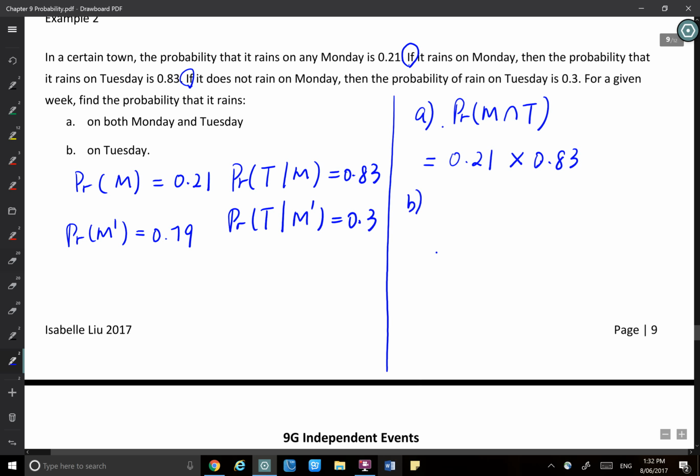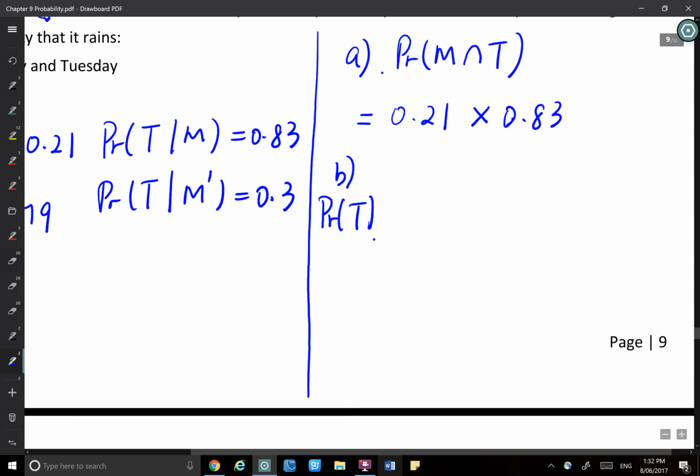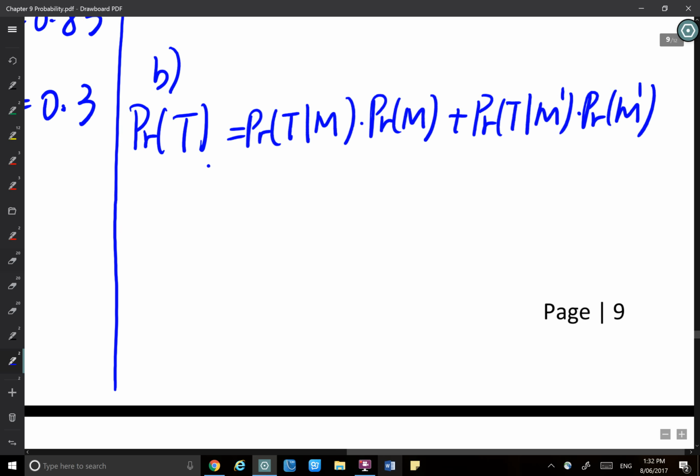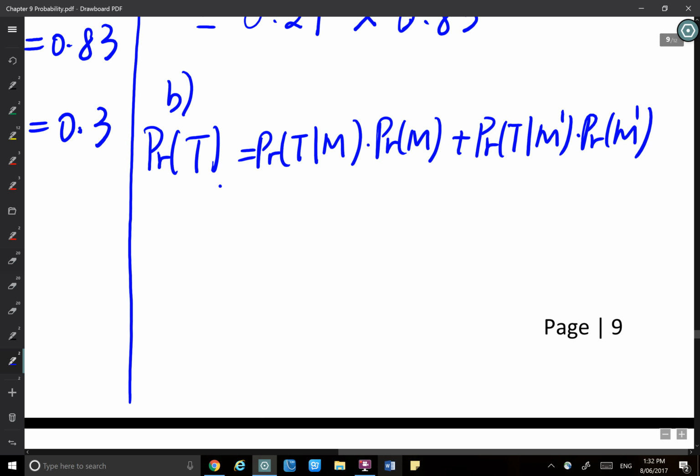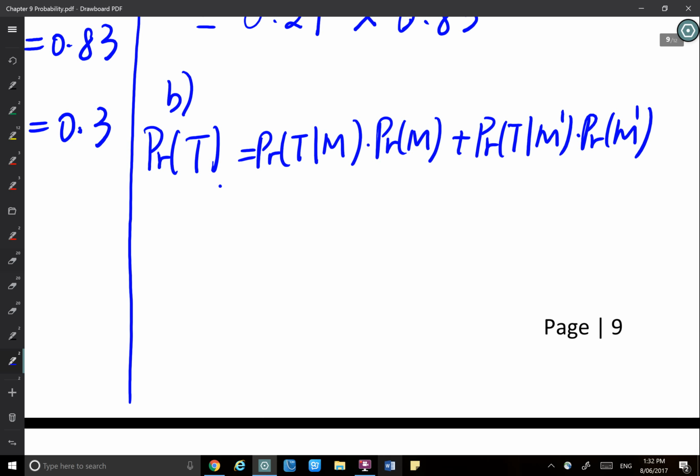I'm asking for probability T. So it can be written as probability T given M times probability of M, plus probability T given M dash times probability of M dash. That's the law of total probability: A given B times probability B, plus A given B dash times probability B dash, and add them.